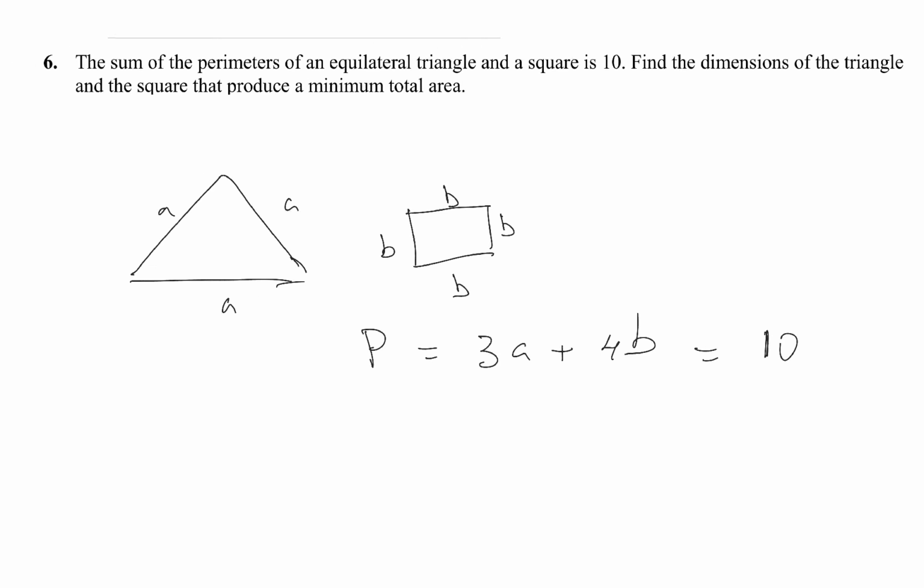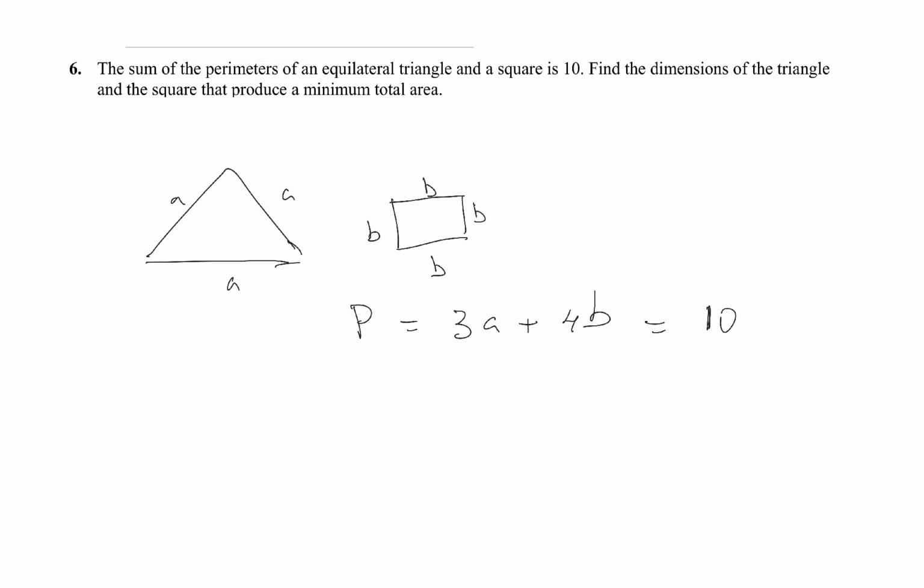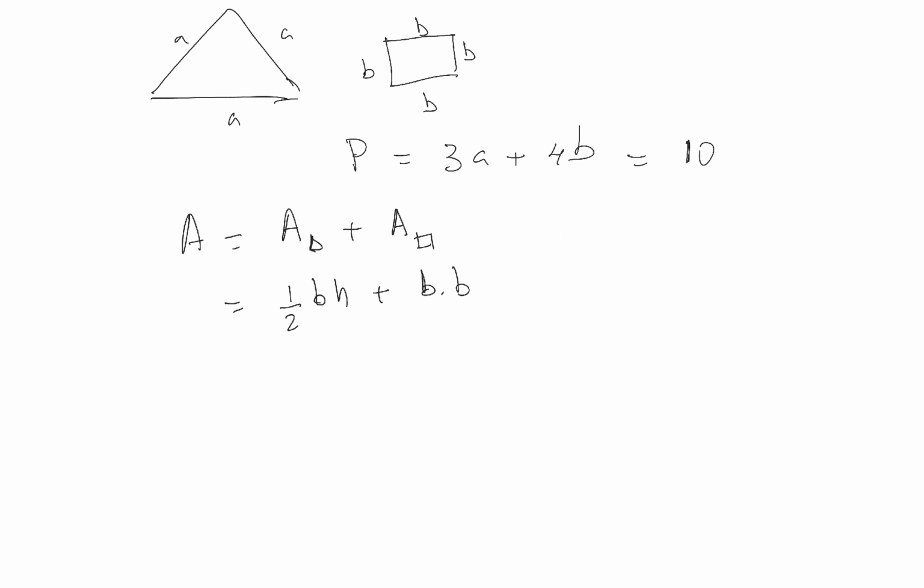And this sum, the perimeter, is 10. So what it says is find the dimensions of the triangle and the square that produce the minimum area. So the area is the area of the triangle plus the area of the square. The area of the triangle is 1/2 the base times the height, and the area of the square is B times B.